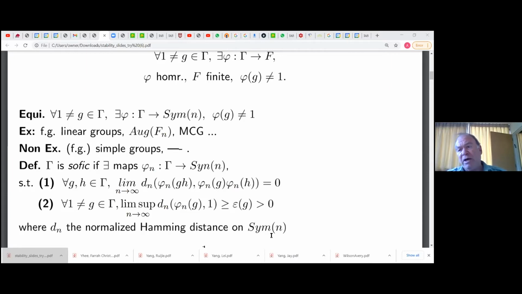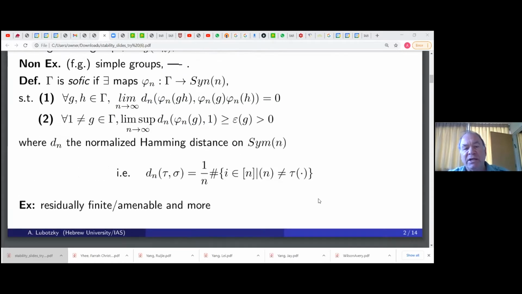The normalized Hamming distance is simply the distance which counts, for two permutations, on how many elements between 1 to n they differ from each other. And normalized means divide this by n. So the distance is a number between 0 and 1. And with respect to this distance, we want that the group gamma is separated by almost homomorphisms. Now, it's here, the definition is written.